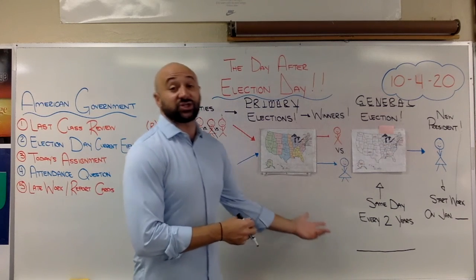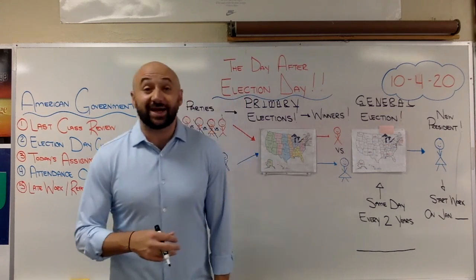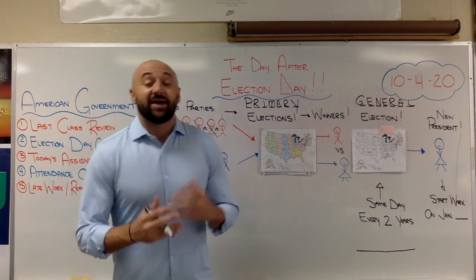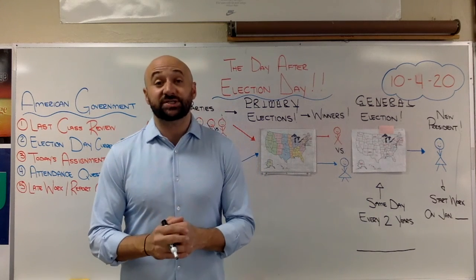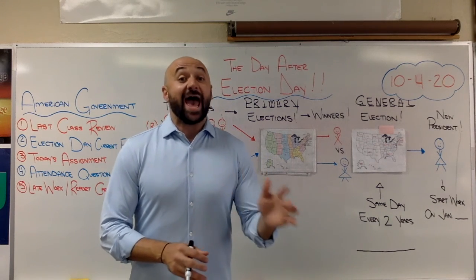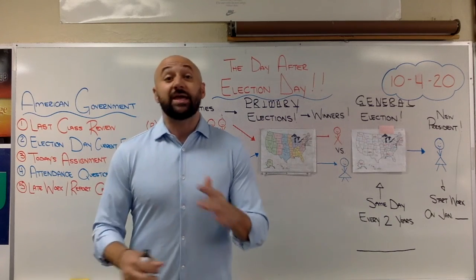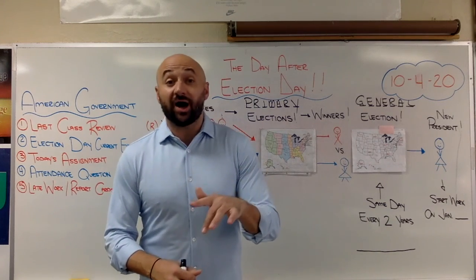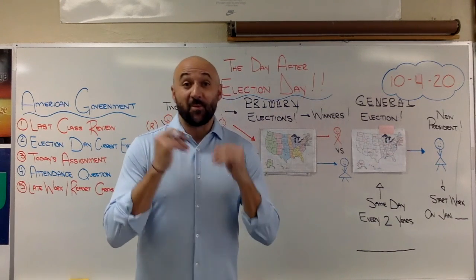Now, this is the tough one, I said. Same day every 2 years. I'm not even going to write it out. The answer is the general elections take place on the first Tuesday after the first Monday in November on even numbered years. Boom.